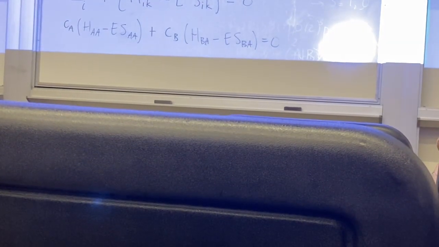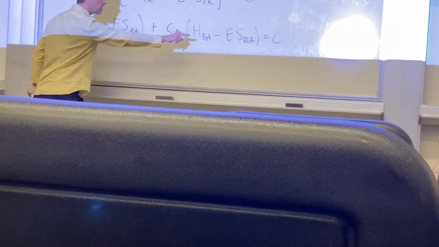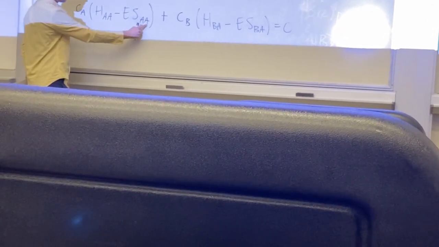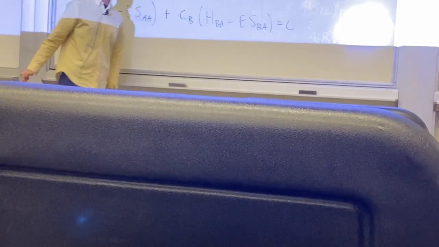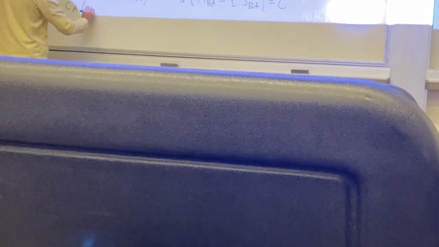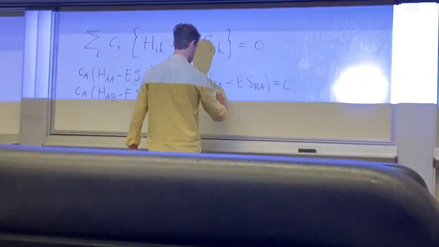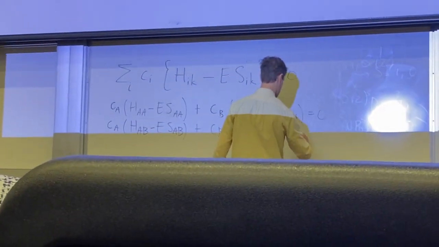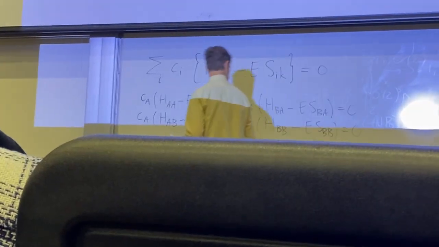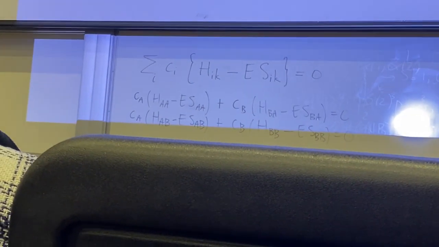Is there a second equation? Yes, there is, because in all of this, in this whole line here, this was k, which is A. I'm going to repeat the same thing, but now for k equals B. That's the second equation. So that looks like this. Okay, so these are the two equations.